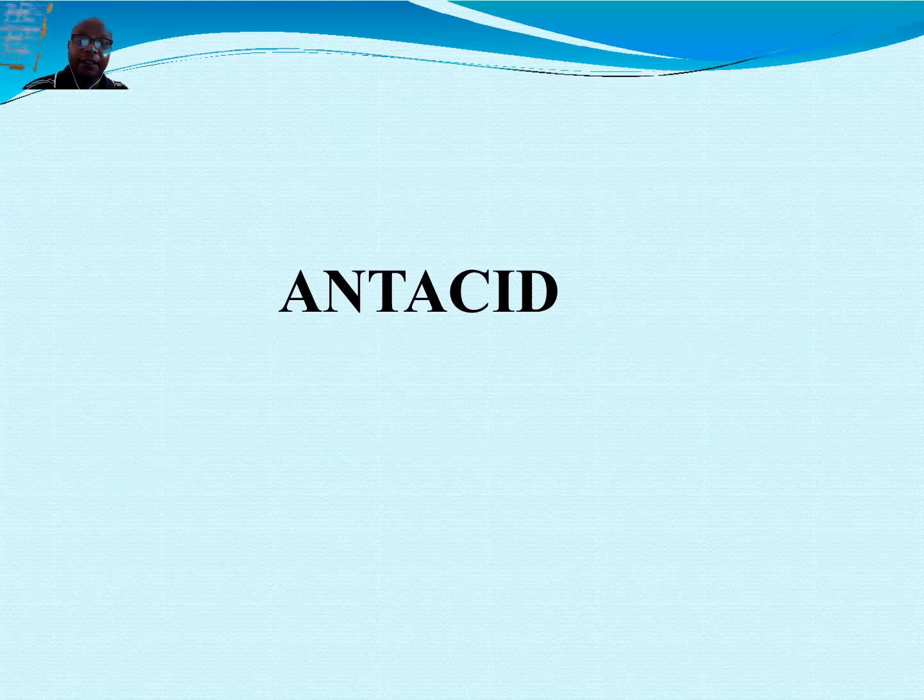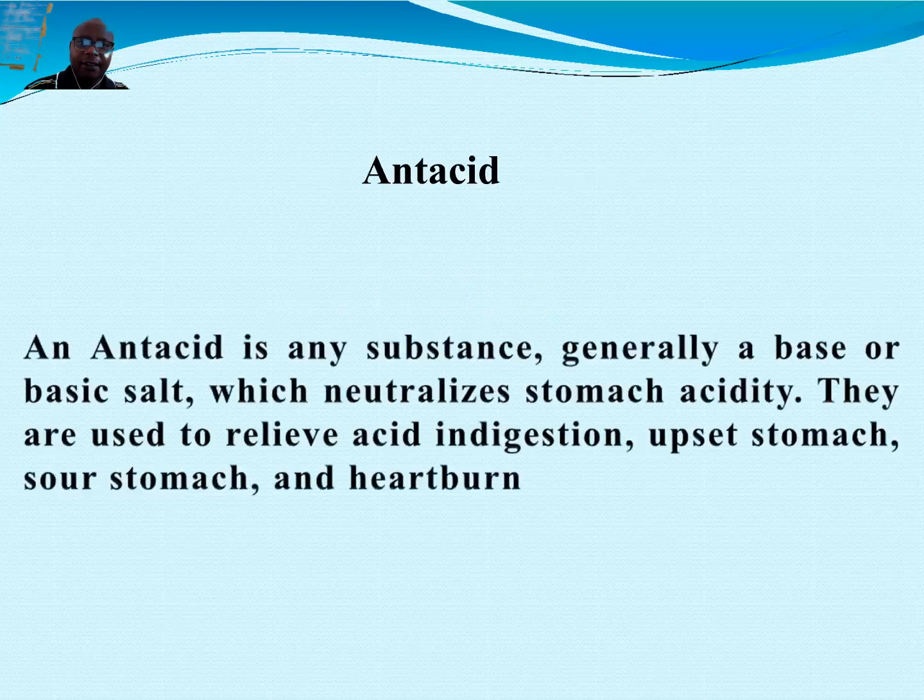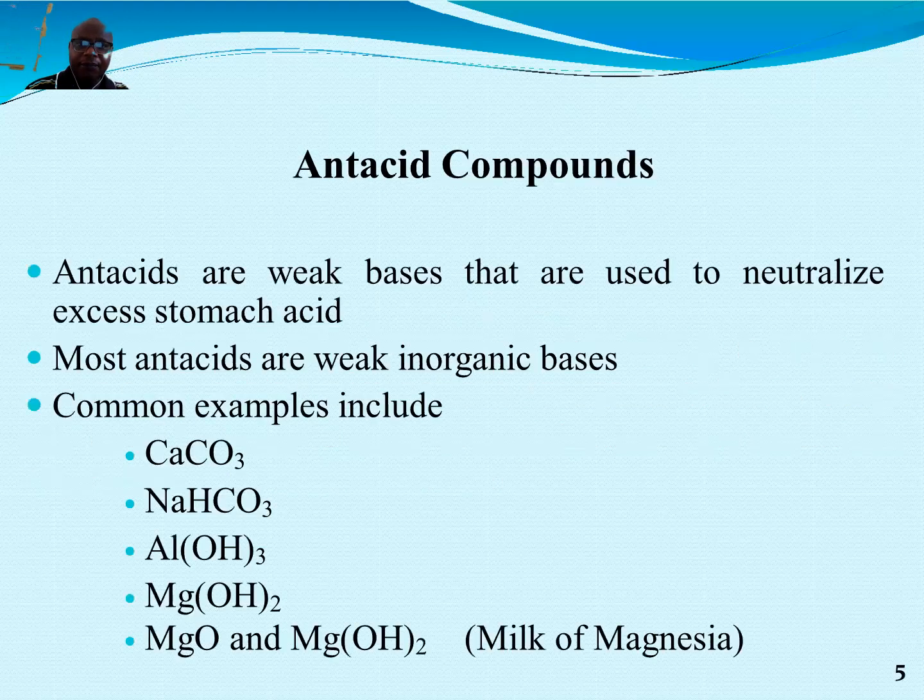So today our topic is about antacids, and antacids are what we call bases or salts which neutralize stomach acid, the hydrochloric acid in the stomach. There are various types of antacids. For example, the most common ones are calcium carbonate, sodium bicarbonate, aluminum hydroxide, magnesium hydroxide, and magnesium oxide, and magnesium hydroxide combined, which is called milk of magnesia.